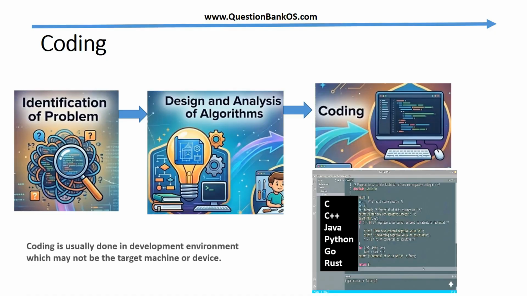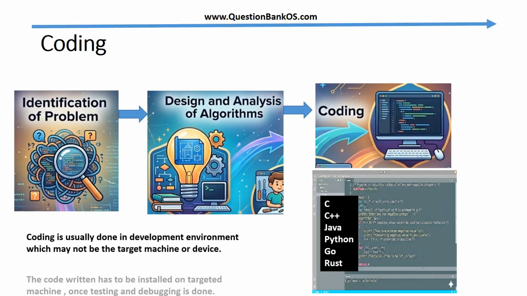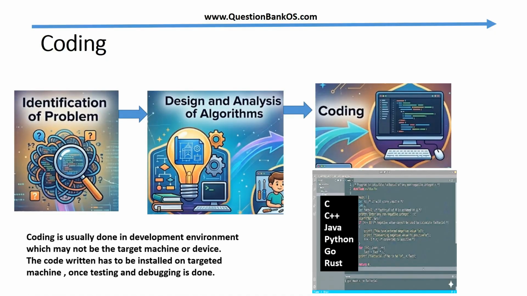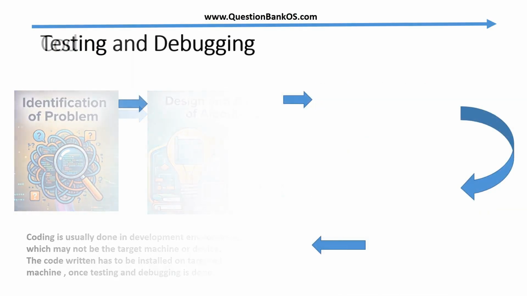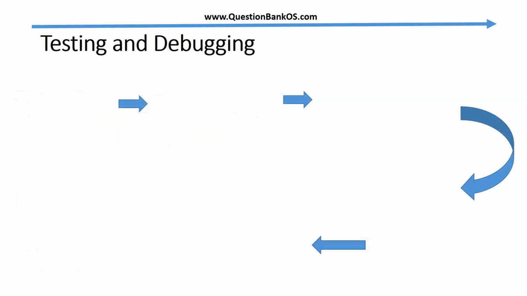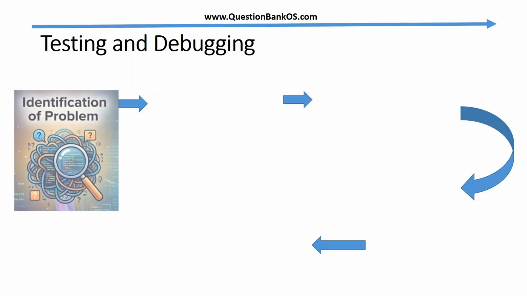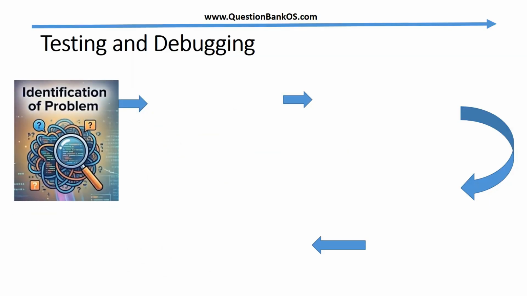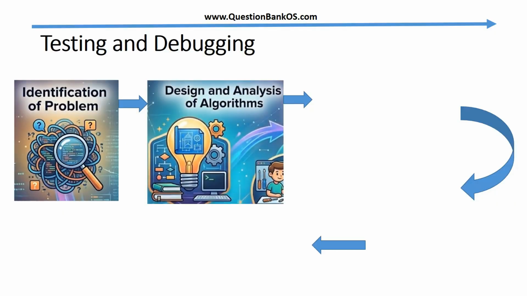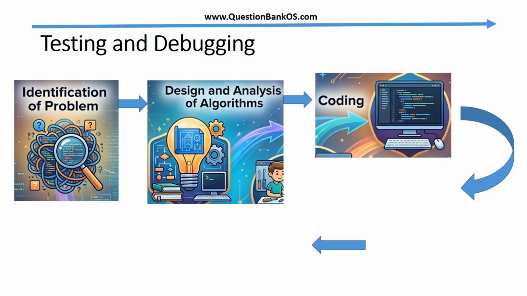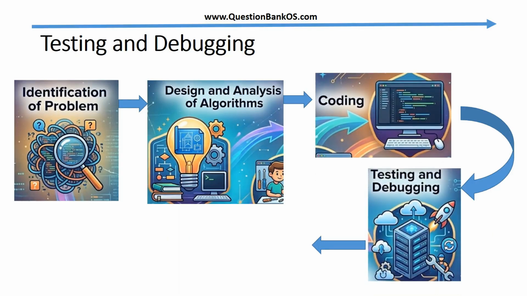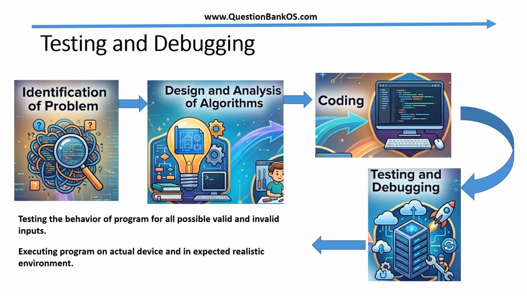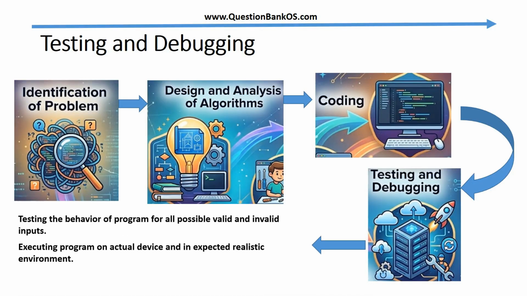Next we move to testing and debugging. This phase systematically evaluates the program's behavior against a complete matrix of both valid and invalid input scenarios. Crucially, we must execute the application directly on the actual hardware device within its expected, realistic operating environment to catch real-world issues. The feedback from this loop is highly actionable. If failures occur, we use these insights to modify the core algorithm, which directly drives corresponding updates back into our codebase. Reviewing our complete development pipeline, we arrive at the critical final stage of testing and debugging.